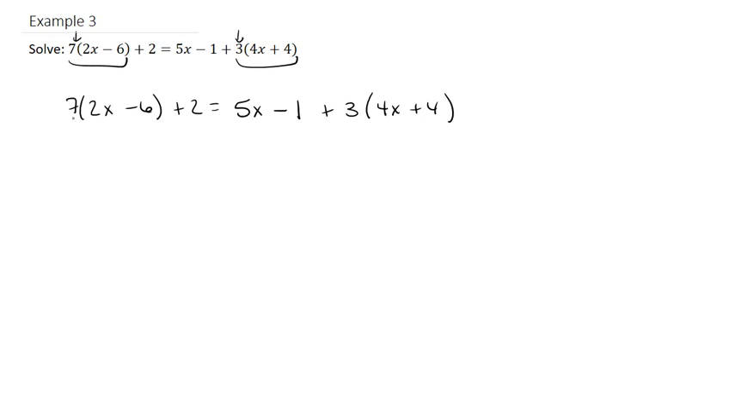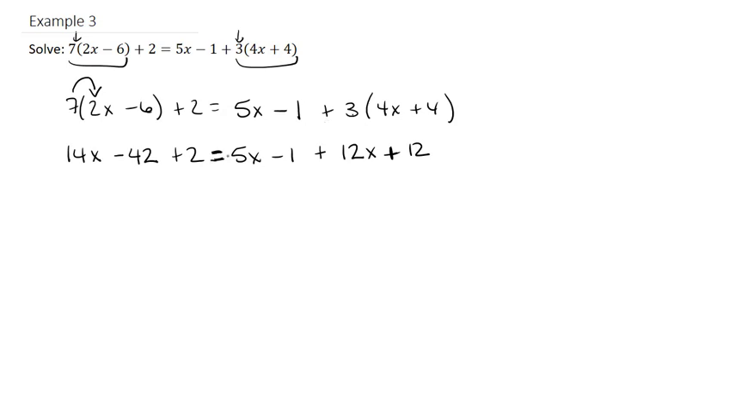Now let's go ahead and distribute this 7 to this 2x, which is equal to 7 times 2, which is 14x. Then we have 7 times 6, which is minus 42. And then we have plus 2. Now we have 5x minus 1 plus, now we have 3 times 4x, which is 12x. Now we have 3 times 4, which is just 12. And we didn't have to worry about any negative signs because this wasn't attached to a negative sign.